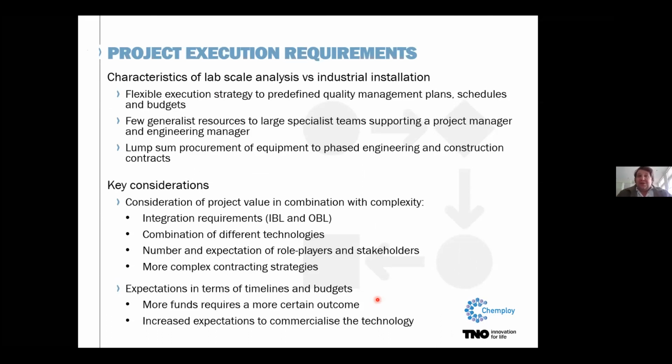Further to that, of course, starting off with a few generalist resources, you move on to larger specialist teams that need to support the project manager and engineering manager. So you're sitting with a different type of skill set between the two. And then your procurement strategy also looks a lot different, where in the smaller scale units you're looking at more lump sum procurement of equipment. You can look at full-on, phased engineering contracts, not only buying equipment, but you have service contracts and the like, and construction contracts which you need to manage. So it looks completely different as you progress forward.